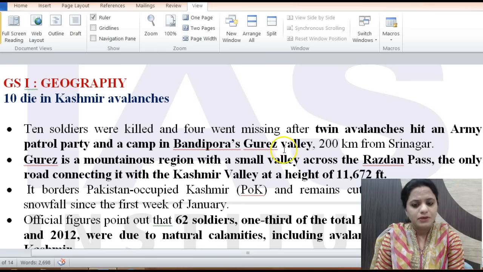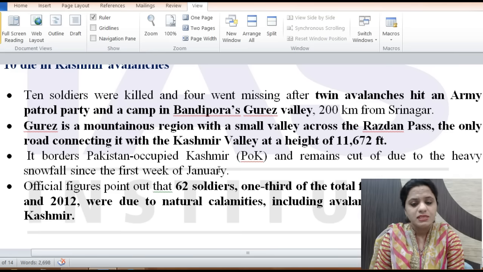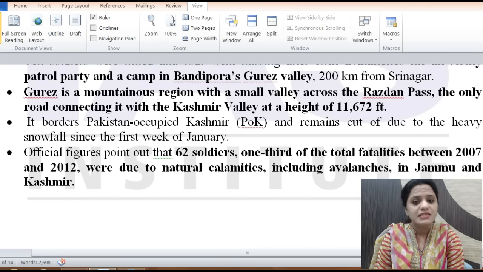This happened in Bandipora's Gurez Valley. The Gurez Valley is a mountainous region with a small valley, connected to the Kashmir Valley by a single pass, the only road connecting it, the Razdan Pass. This has been affected because of the avalanche. Official data from 2007 to 2012 says 62 soldiers have died because of natural calamities in Jammu and Kashmir, which is one third of the total fatalities in this period. Avalanches like this result in loss of lives.